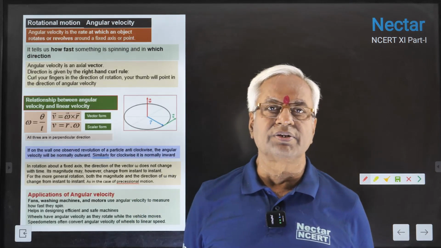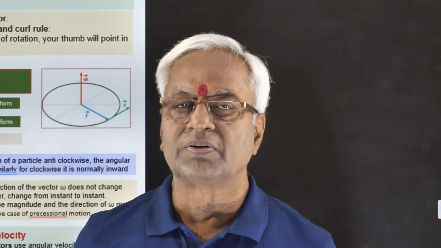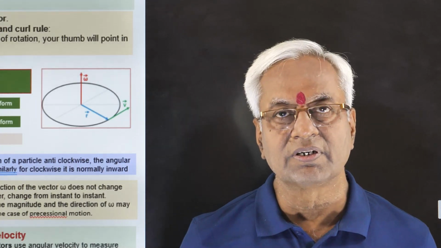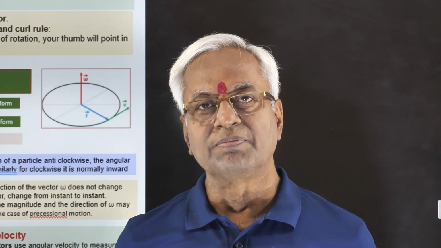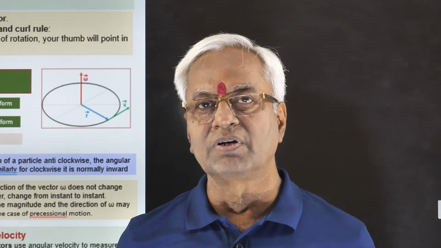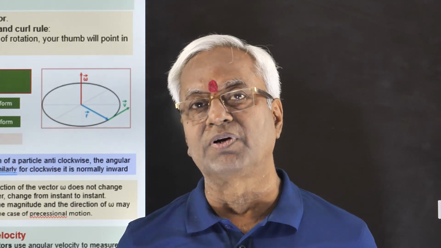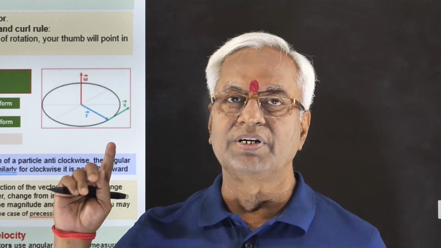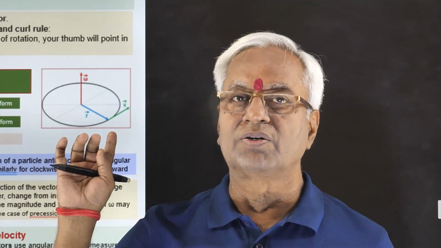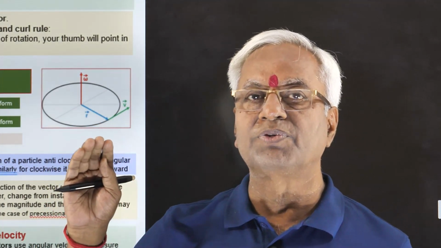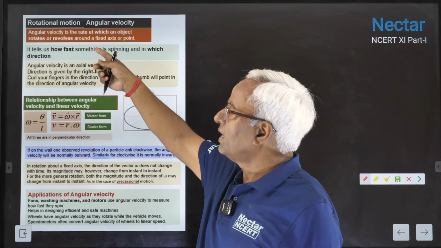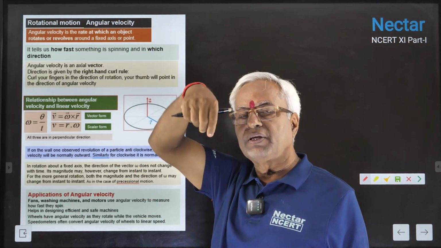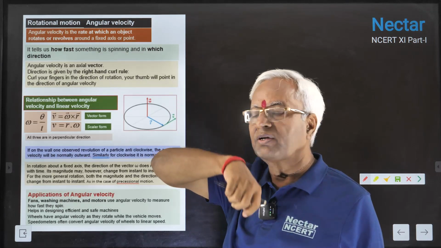Velocity means the rate of motion. But the term velocity is general, and it is of three types: linear, angular and areal. Three types of velocities are there. Here we are dealing with angular velocity. It is the rate of change in angular displacement. It tells how fast the body is spinning and in which direction.